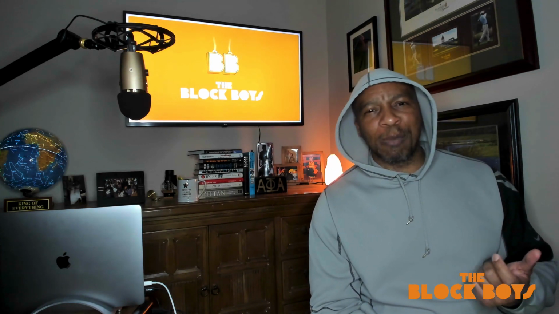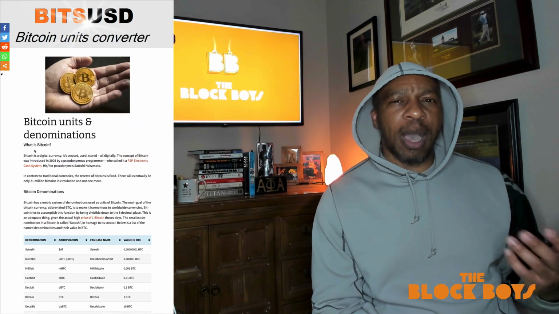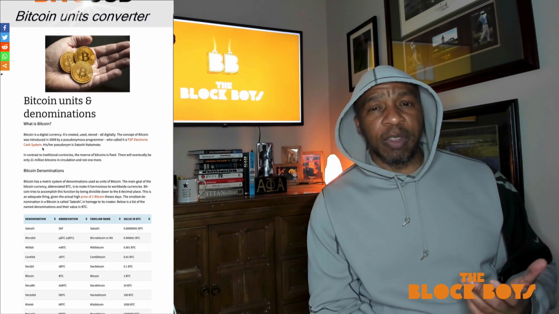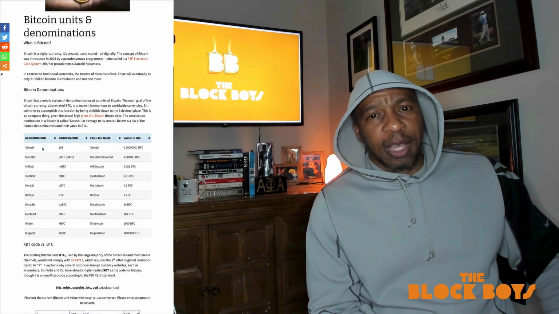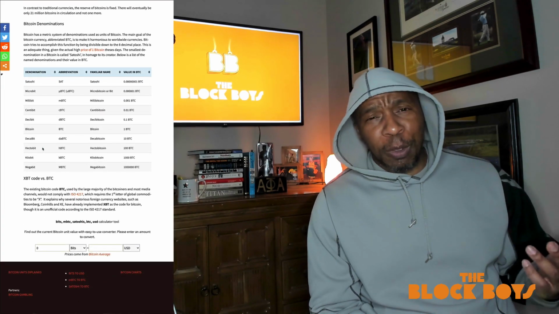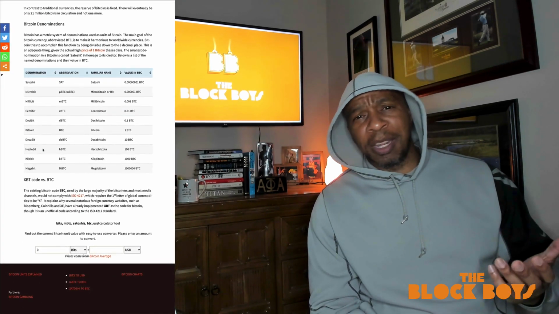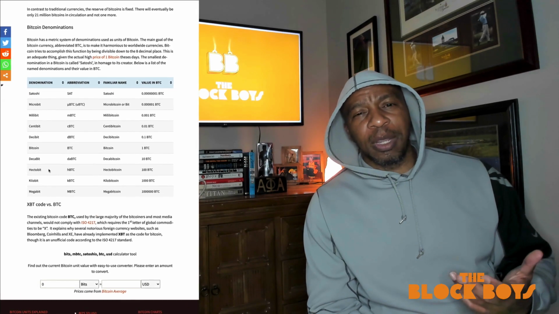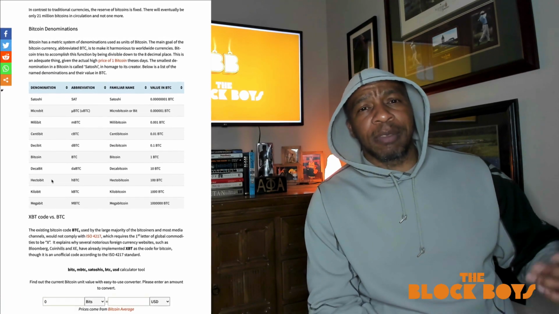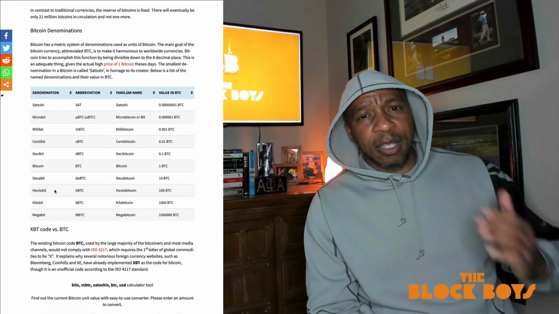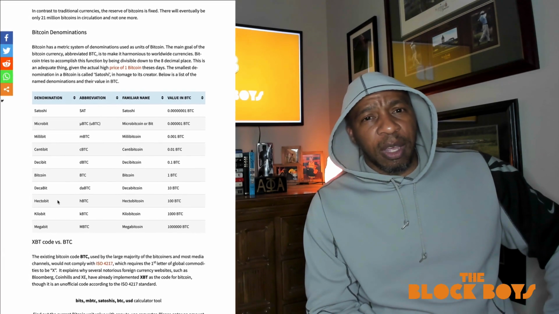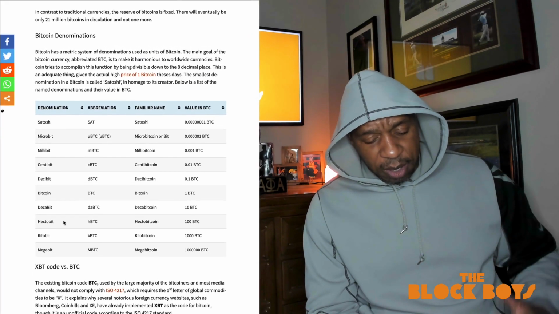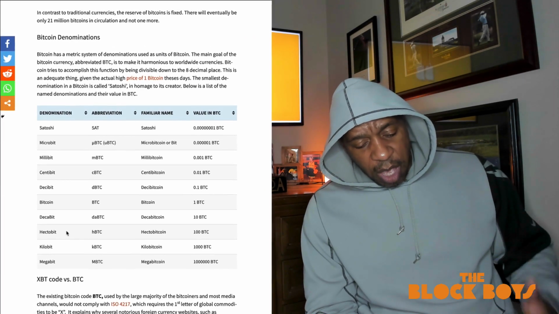And the reason why it's named Satoshi is in homage to Satoshi Nakamoto, the creator, the inventor of Bitcoin. Now, nobody knows who Satoshi is. Satoshi could be an individual. Satoshi could be a group of individuals. Nobody knows. But let's just go with it's a cat named Satoshi, and the smallest unit of Bitcoin is Satoshi, and that's what it is.